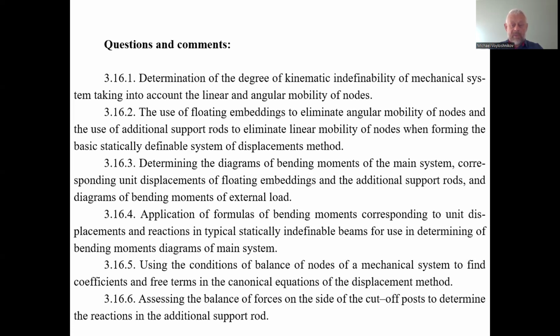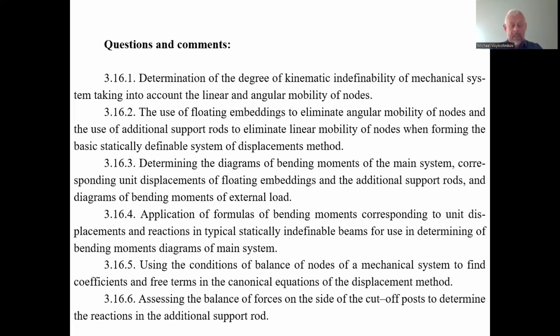We have the previously taken decisions for single span two supported beams, statically definable. 3.16.4, application of formulas of bending moments corresponding to unit displacements and reactions in typical statically definable beams for use in determining the bending moment diagrams of the main system.